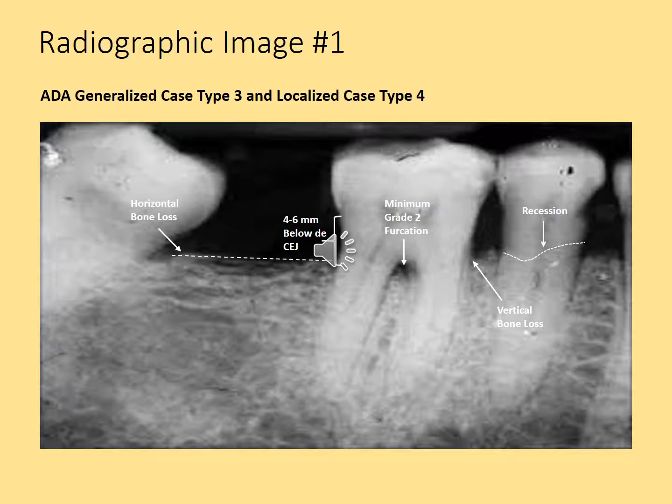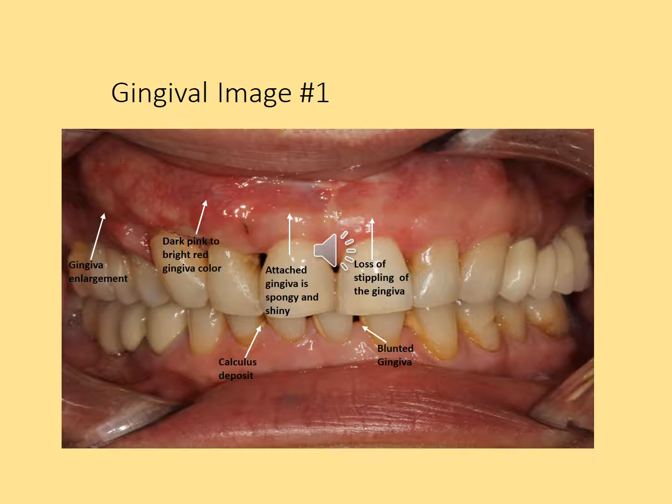In this radiographic image, we can find horizontal bone loss 4 to 6 mm below the CEJ, a minimum grade 2 furcation, recession, and vertical bone loss. In this gingiva image, we can see loss of stippling, blunted gingiva, and attached gingiva that is spongy and shiny. We also can see calculus deposit, dark pink to bright red gingiva color, and gingival enlargement.